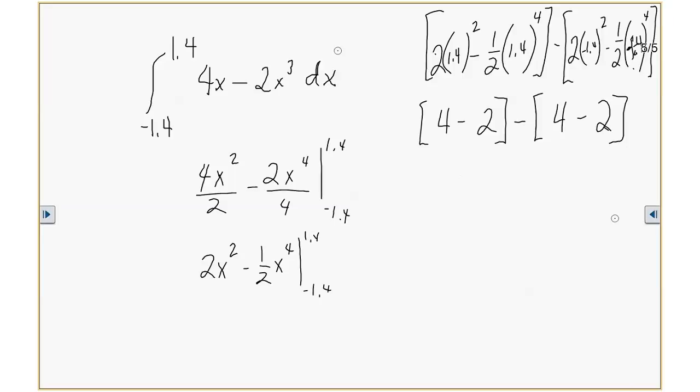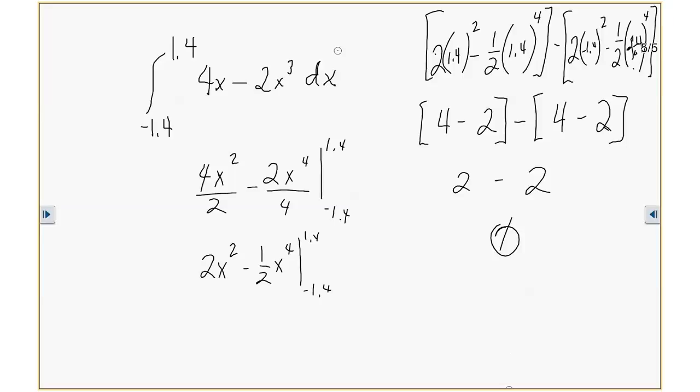Oh, I know. It's telling you it cancels out. 4 minus 2 is 2. And what's 4 minus 2? 2 minus 2 is 0. And why does it show that? Because on the business end, you've got a negative and a positive area, and they cancel out. So what's the answer? Well, in this class, it'd be 0 because they cancel out.